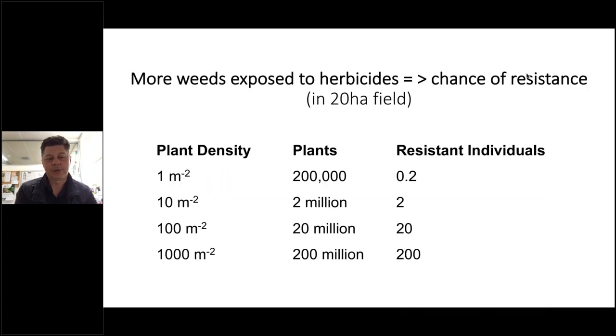So here's just an example that we used. If we have a density of one plant per square meter, which is basically almost zero, and you have that in a 20 hectare paddock field, and I know that I've looked at some onion crops which are actually bigger than 20 hectares, but in a 20 hectare, you have 200,000 plants and 0.2 of them will be resistant. If you have 10 plants per square meter, you have 2 million weeds and two of them will be resistant. So you can see by that demonstration that the more plants you start with, the greater is the chance that there are resistant individuals in that population. And if herbicides are overused, they will survive and set seed and then dominate the population.